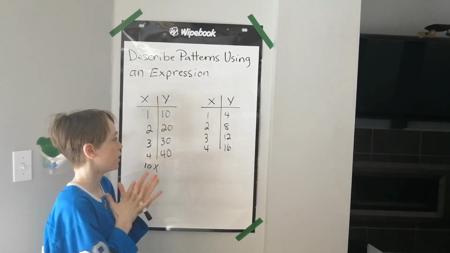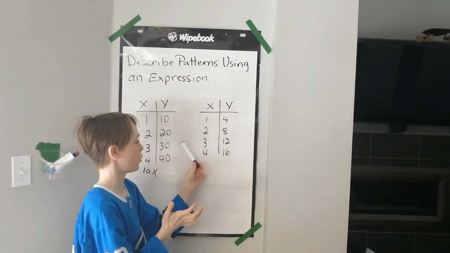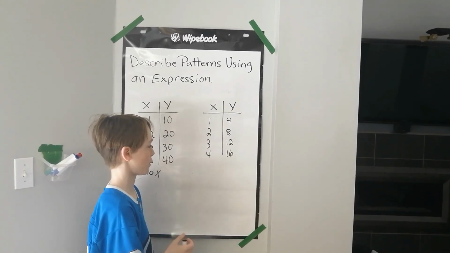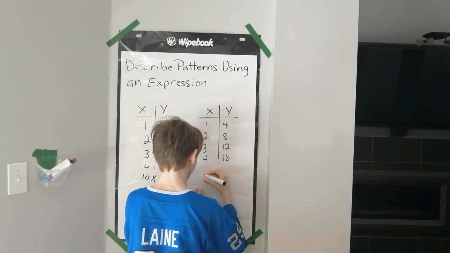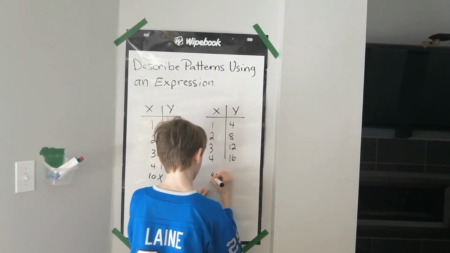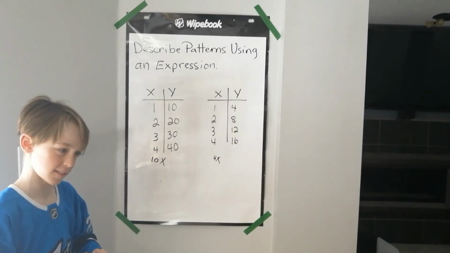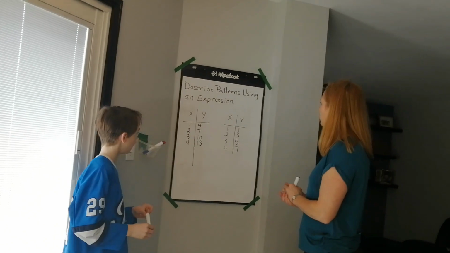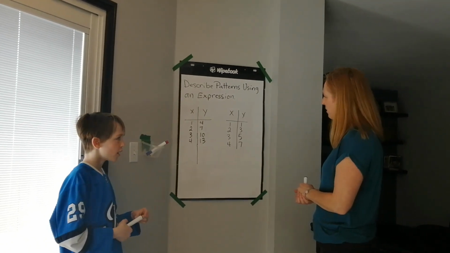How about the second one, Mark? So this one, so 2 times what equals 8? It's 4. 3 times 4 is 12. So you know that your answer is 4x. Thank you.